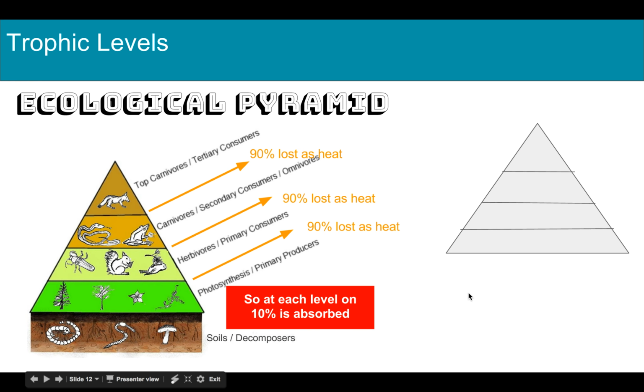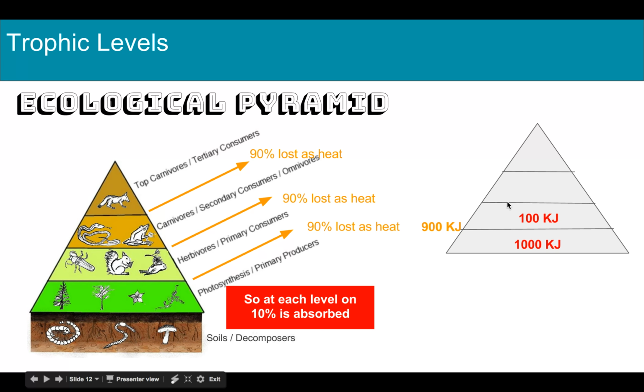So just to put it in perspective, here's a sample problem. If I start at the bottom, my producers have 1,000 kilojoules of energy. I know that 10% is only going to be passed up to the next trophic level. These are called trophic levels. As I move up, I'm only going to get 10%, and I'm going to lose 90% as heat. So what's 90% of 1,000? 900 kilojoules is going to be lost as heat. And how I can figure out what this trophic level amount is: 1,000 minus 900 would be 100.